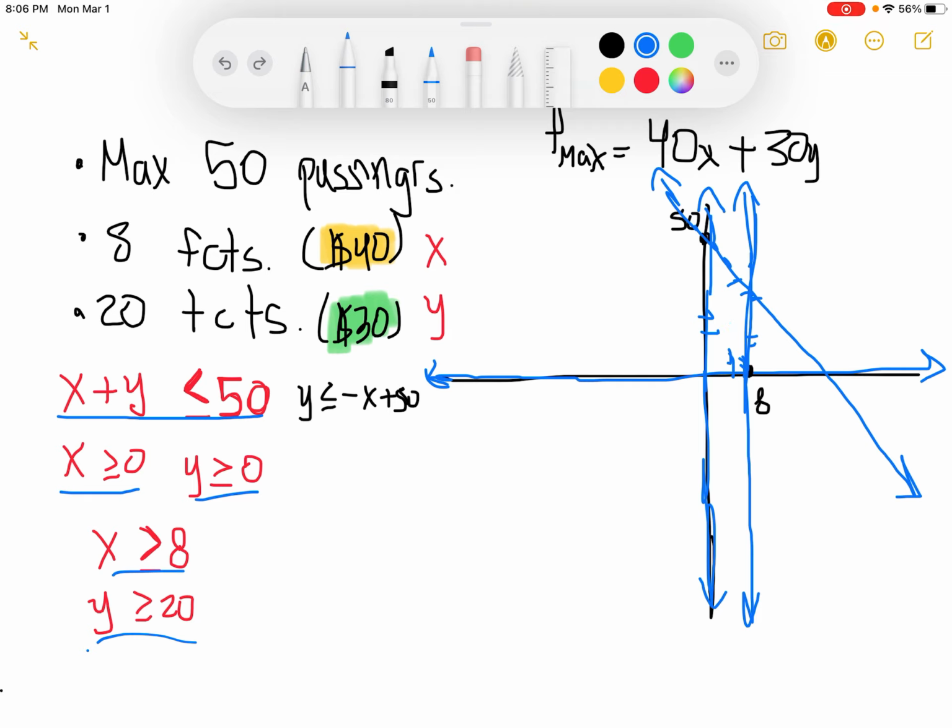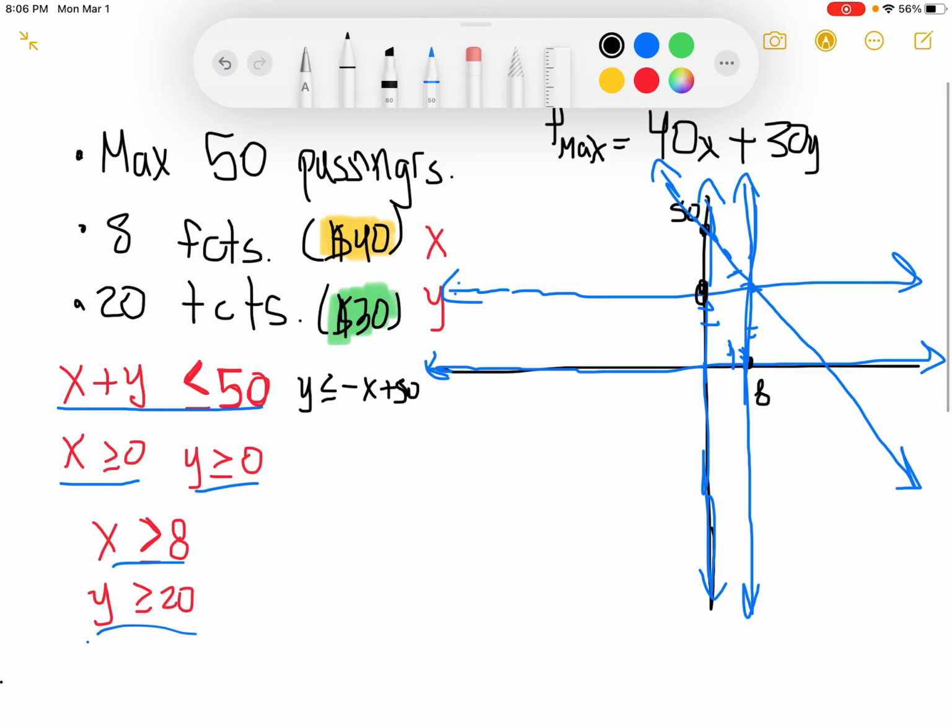Okay, the last one is y is greater than or equal to 20. So that's probably about right here, if this was 20. Okay, and it's greater than or equal to 20, so that means it's right here. So that means the region where they all are, that would be right here.